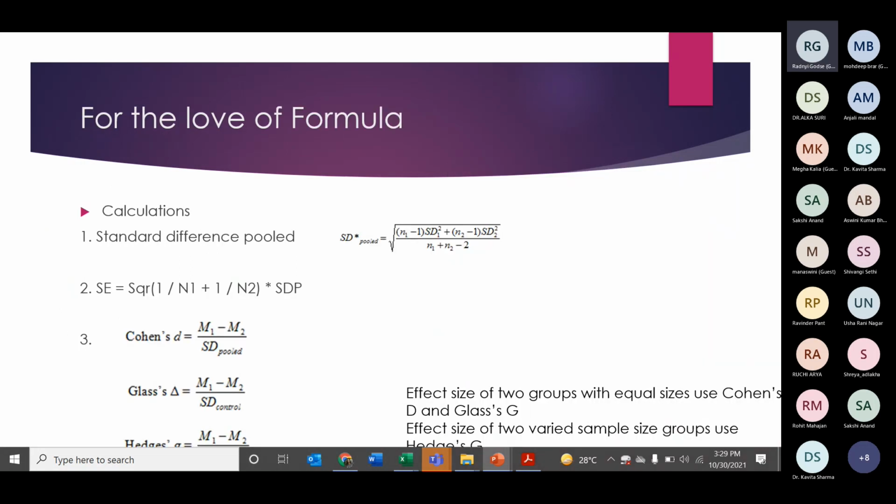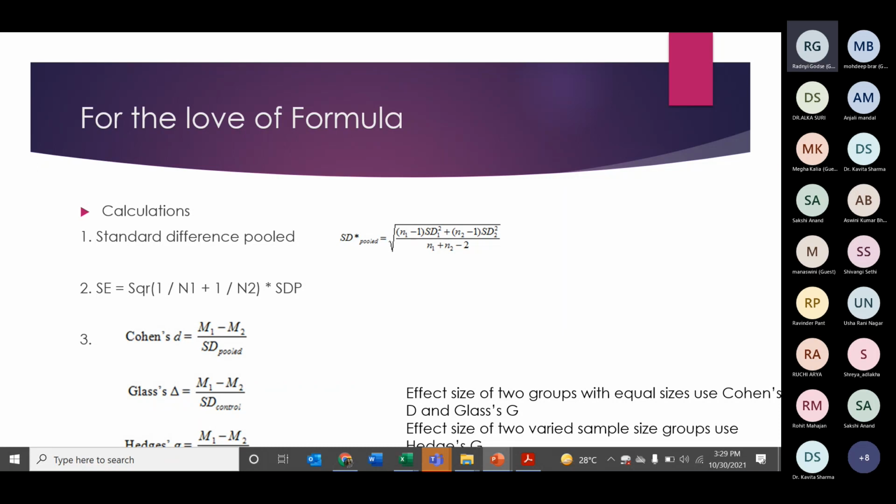These are the formulas. Again, they have been taken from Borenstein, in case you want to manually calculate and see how the calculations are done. Of course, I have already sent these slides and meta-analytical material to the institution, so you will be getting them shortly. Whether it is the standard difference, pooled calculation, calculation of standard error, or calculation of Cohen's D, Glass's G or Hedges' G, which are other effect sizes of the D family, the values that you need are those four to five values.